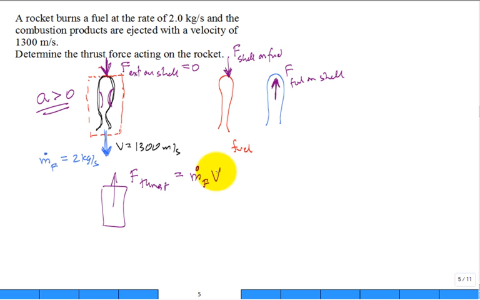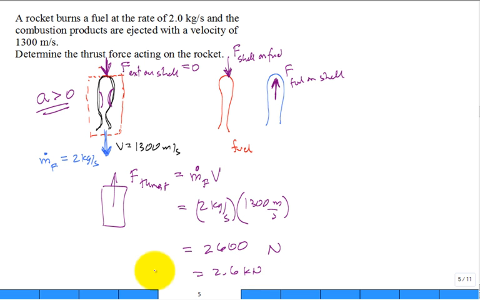How many people thought about thrust before, dealt with thrust, worked with thrust, right? So that's what it is. It's that product. So if you multiply 2 kilograms per second times the 1,300 meters per second that it's being exhausted at, you will get so many newtons of thrust, which would be 2,600 newtons or 2.6 kilonewtons. That's the thrust force. That would make that rocket want to lift. What's it come from? Expelling the products of the combustion out the bottom.